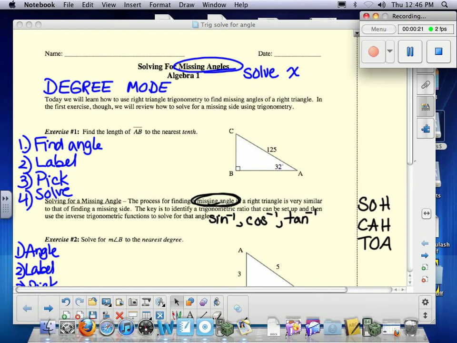In today's notes, please whip out your calculator, turn it on, and make sure that you are in degree mode. I don't remember how to do that. You're going to push the mode button and be sure the black box is around the word degree.